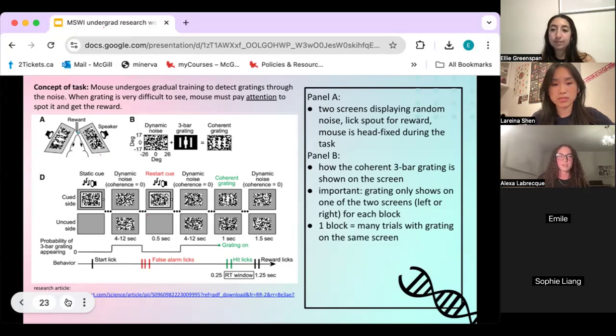By making it difficult, the mice have to pay attention. And then you can look for some kind of brain activity that can tell you that they are paying attention.